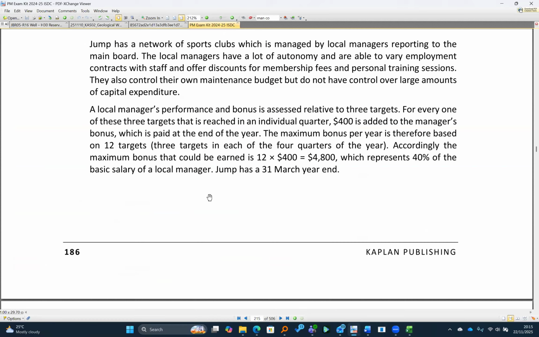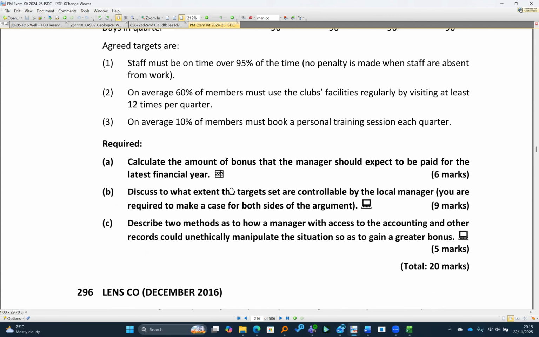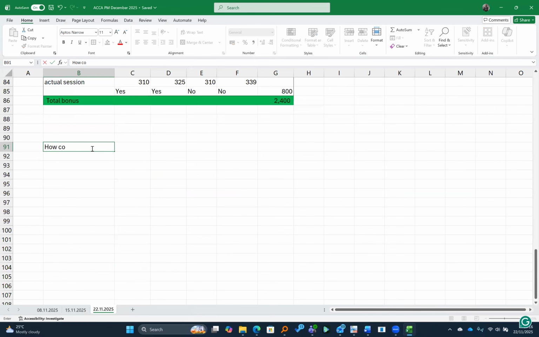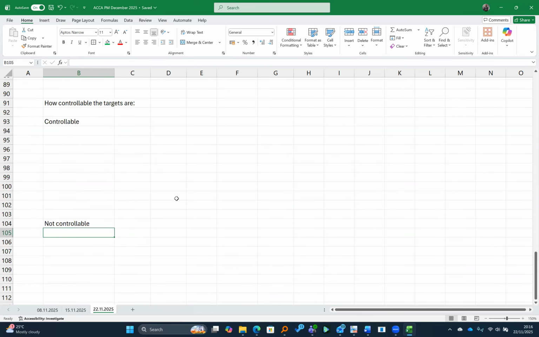So then the second part of the question was asking us to discuss the extent to which the targets that are set are controllable by the local manager. So we are going to say how controllable the targets are. And here they are saying we should make a case for both. So we are going to say here controllable and then non-controllable.